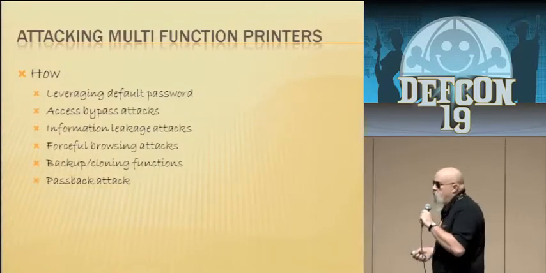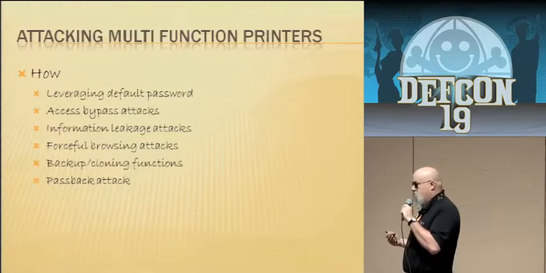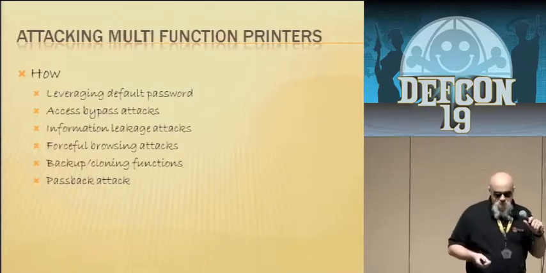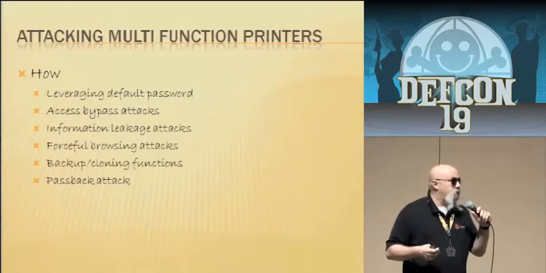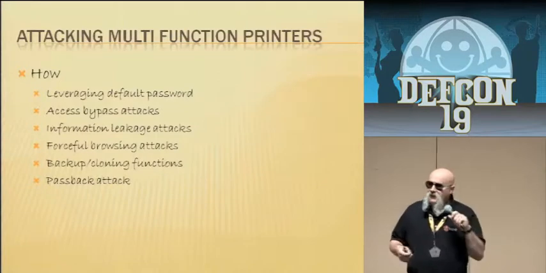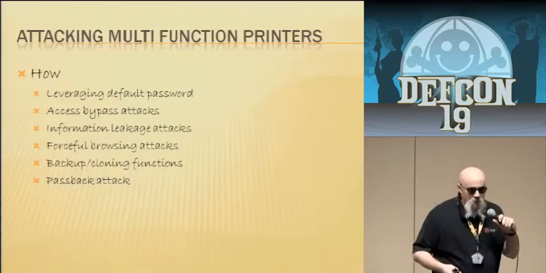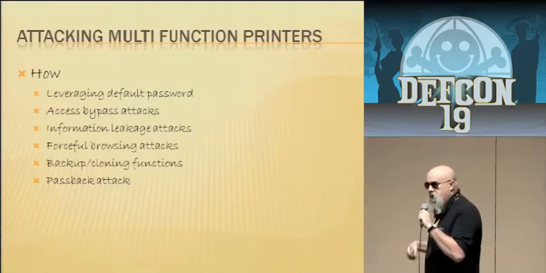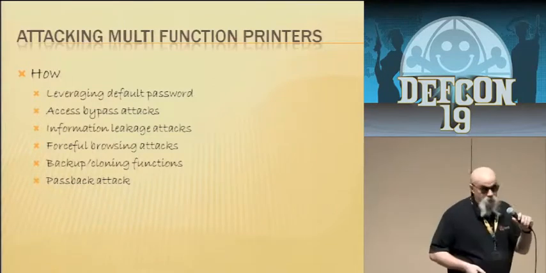Fourth one on there, forceful browsing. If you know the URL you want to get access to, forget about the password you need to get to it with. You just enter that URL and the printer gives you access. And of course, backup and cloning functions, the ability to pull all those backups or clones offline and pull the information out of those. And the last one on here is a passback attack, typically to trick that printer into sending the information to you. We're going to go into some detail on that toward the end of this presentation.